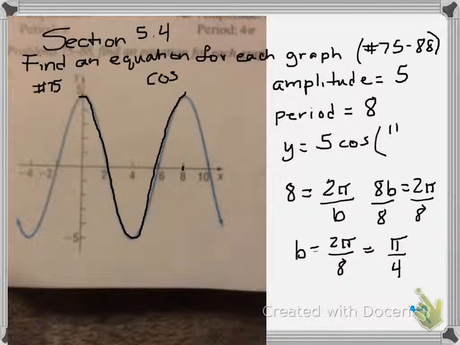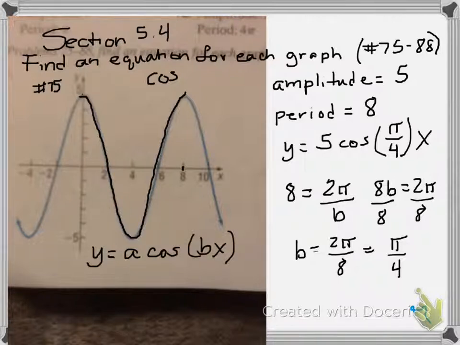So I write pi over 4 up here for b times x. If you're wondering how I know that's the equation, the general equation again is y equals a times cosine bx. That's how I know where everything goes. My amplitude is a, and I use my period that is given to me so I can find b to substitute back into the formula. So this is the equation for this graph: y equals 5 cosine pi over 4x. And that is it.